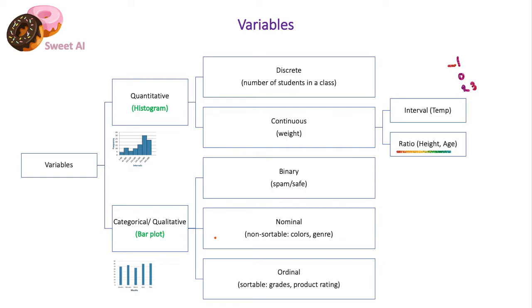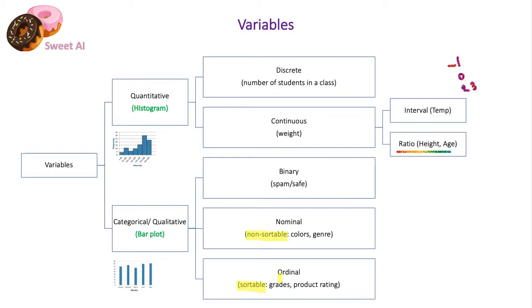Categorical and qualitative variables are divided in three categories: binary, which as the name suggests is very easy to distinguish. It can be 0, 1, spam or safe, and so on. The other ones are nominal and ordinal. It's a bit tricky to distinguish these two as well. What we can do is say the nominal is not sortable, but ordinal is sortable.